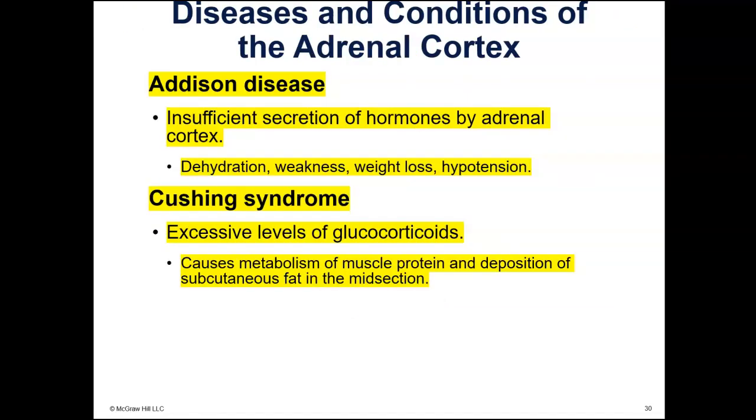Okay, some diseases. This starts with slide 30. So we'll start with slide 30 on the next recording, and talk about diseases of the endocrine system.